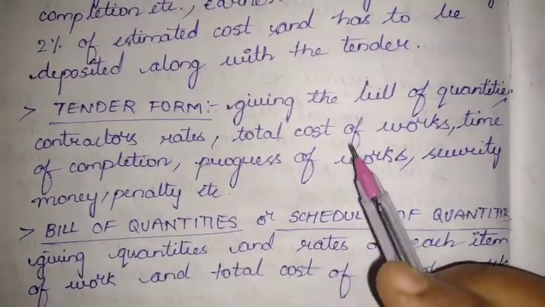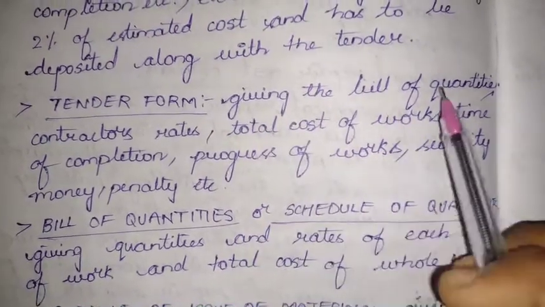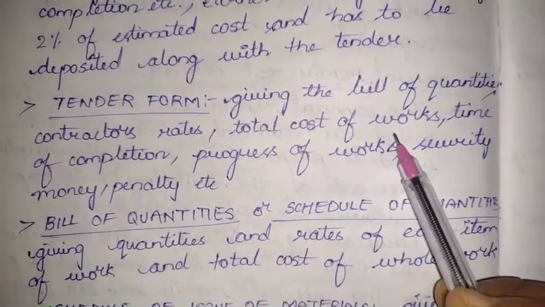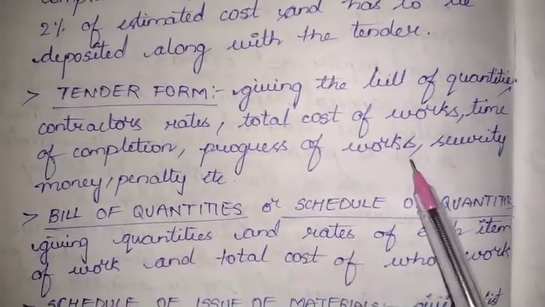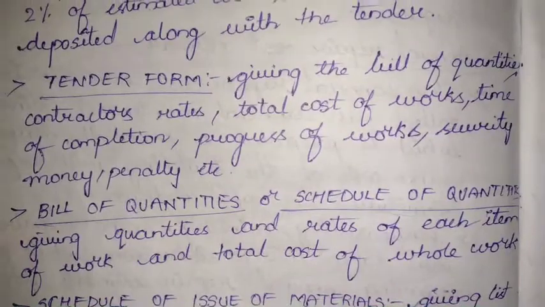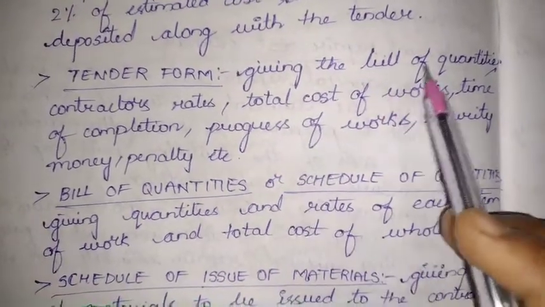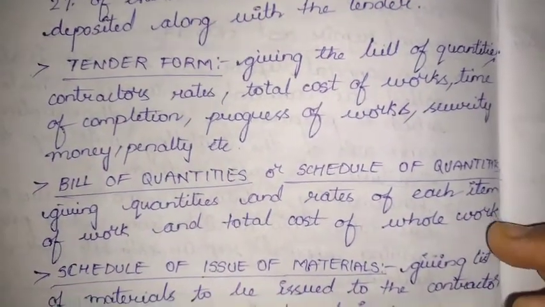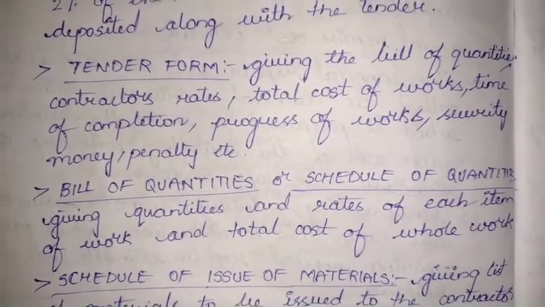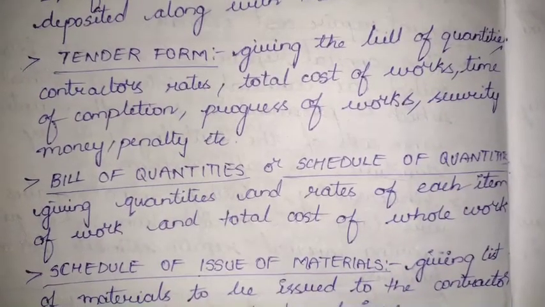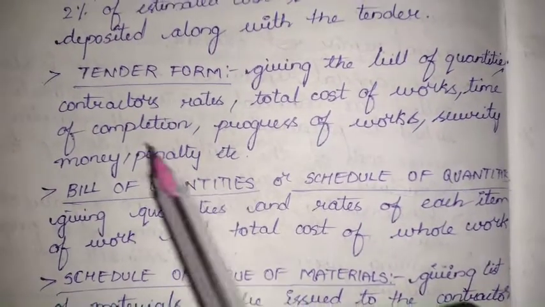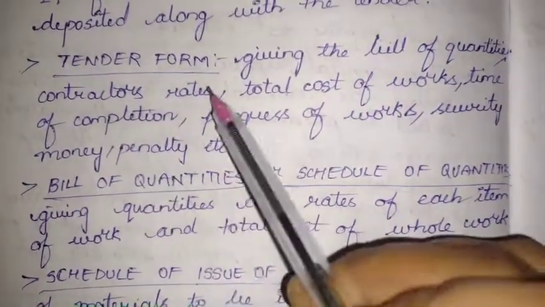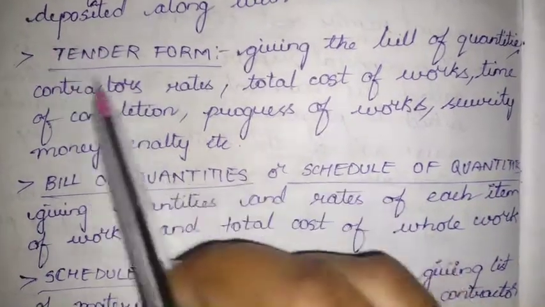Next, we have the tender form. The tender form will contain the bill of quantities, contractor's rates, total cost of works, time of completion, progress of works, security money, penalty. I will tell you what all this is. First one, it gives us the bill of quantities and contractor rates. The bill of quantities will give us the rough estimate of all the items, the quantities of the materials that are required for the work undertaken. And the contractor rates for each of the works being carried out. The contractor will fix some rate that is given in this tender form.